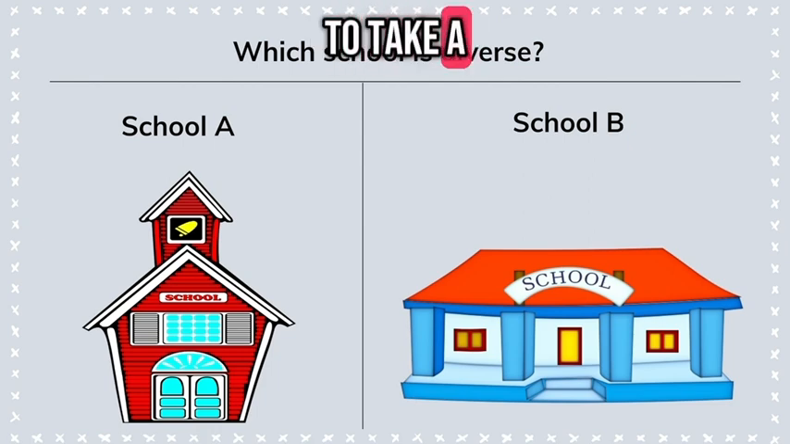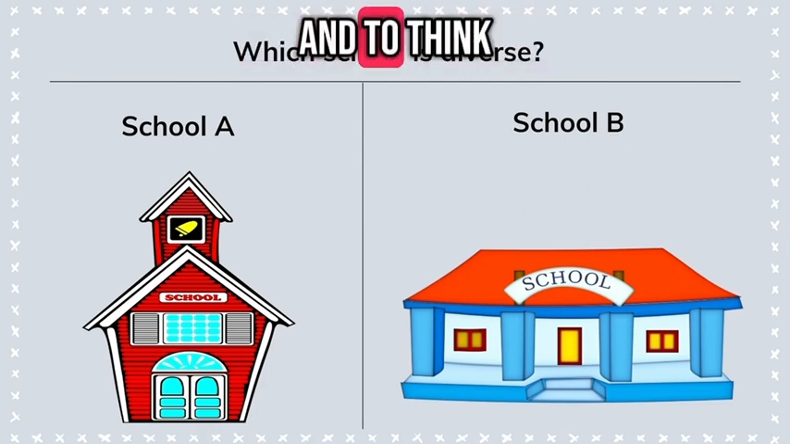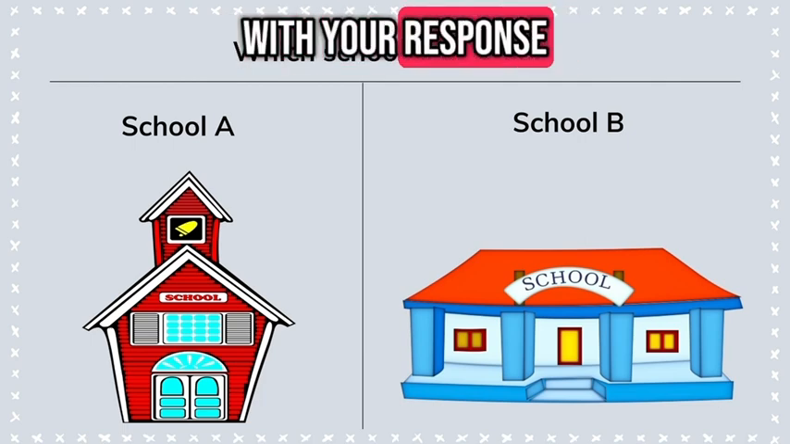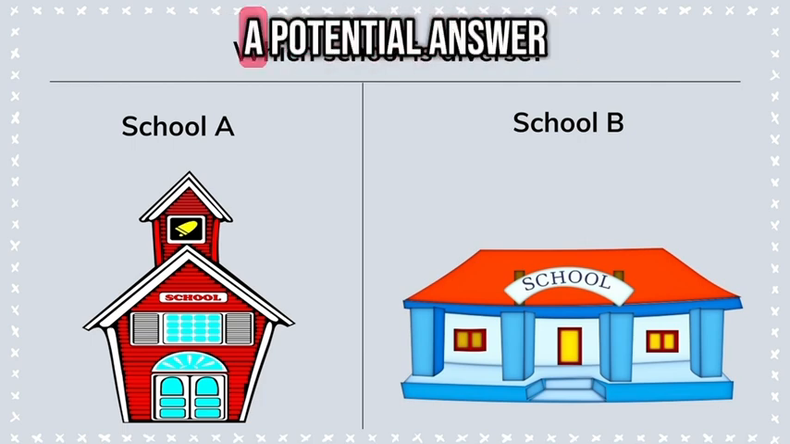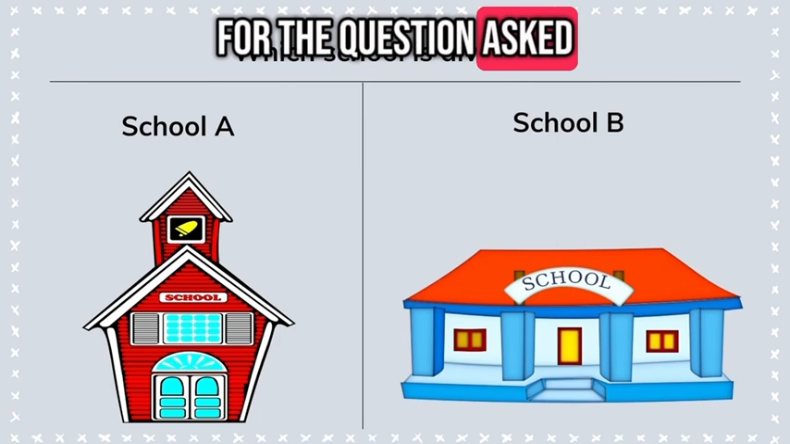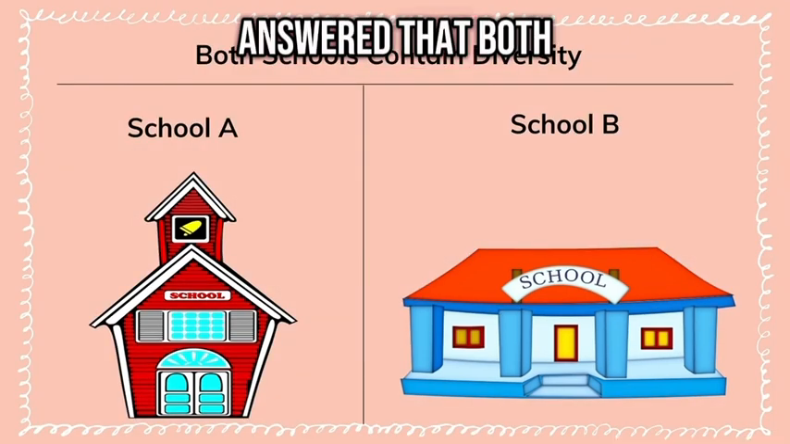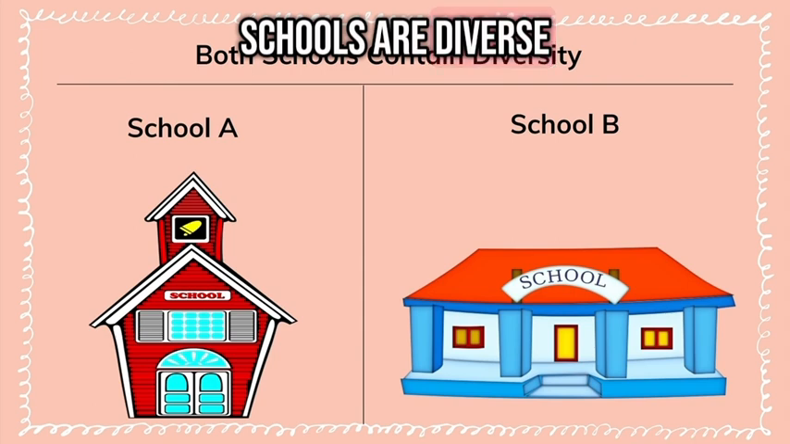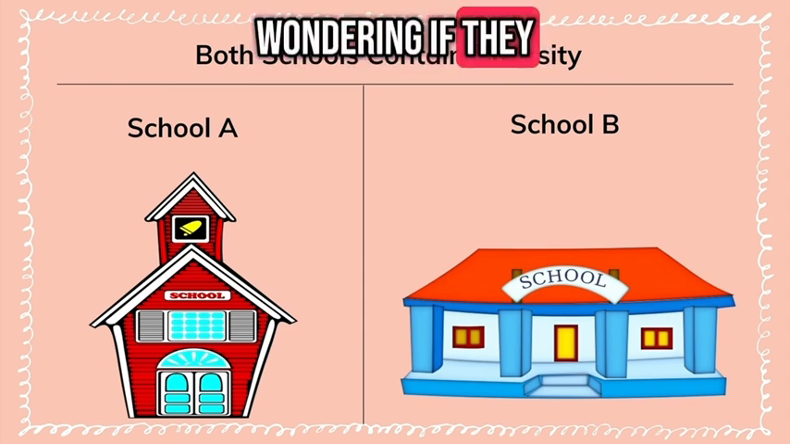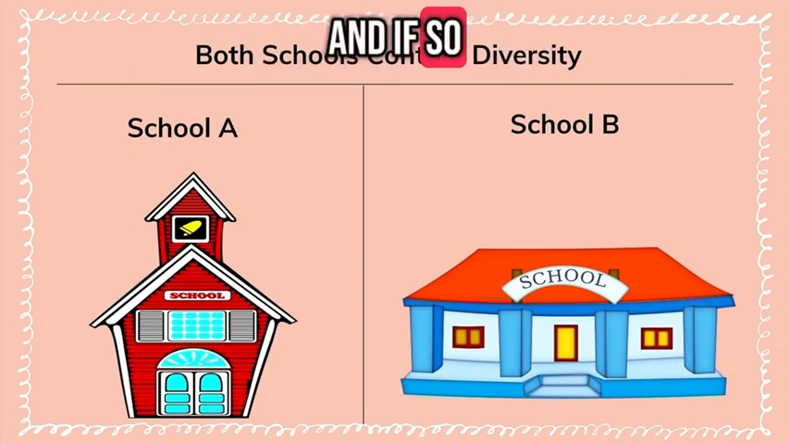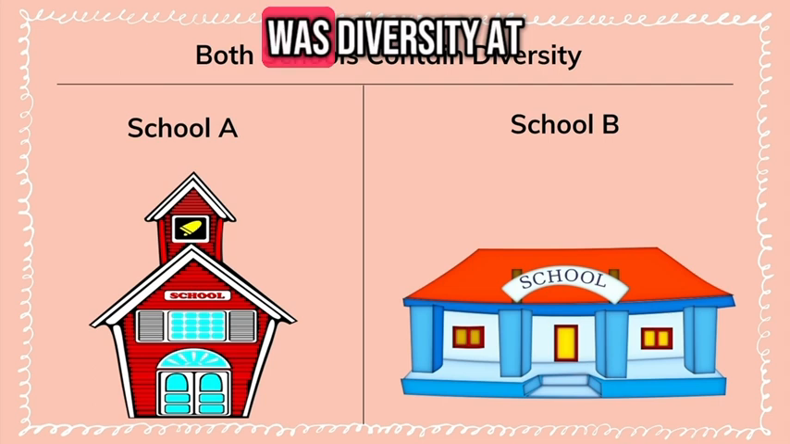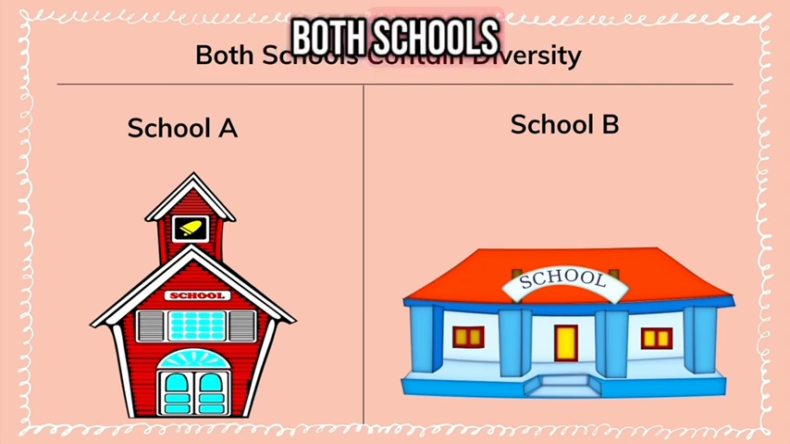I want you to take a moment to think about your answer and to think about the reasons for how you arrived at this answer. With your response in mind, let's look at a potential answer for the question asked. You could have answered that both schools contain diversity or that both schools are diverse. You might be wondering if they are both diverse, and if so, how are they diverse? Or, with your answer, you could see that there was diversity at both schools.